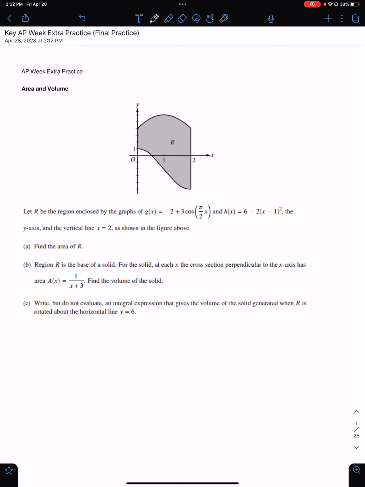Hi, welcome back. Today we're in a super duper AP review session, and we're going to be taking a look at some AP practice questions from a packet I handed out to you guys. So we're going to start off with this question right here.